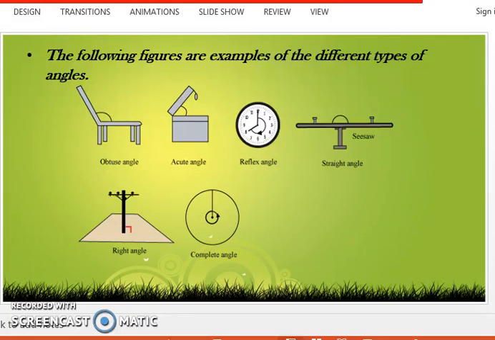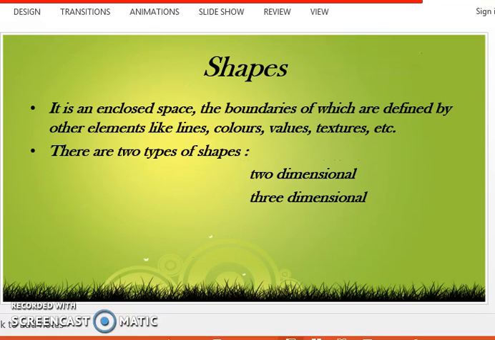There are certain shapes showing the different angles here. If you see the first, the chair position, it is an obtuse angle, whereas a lid opening up is an acute angle. Then after that a reflex, then a straight, right, and last we have a complete angle.